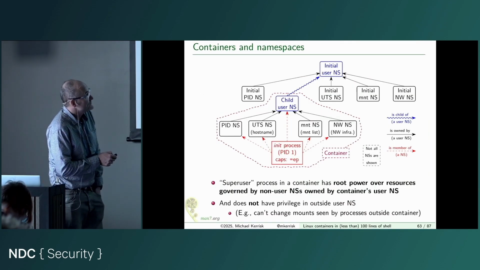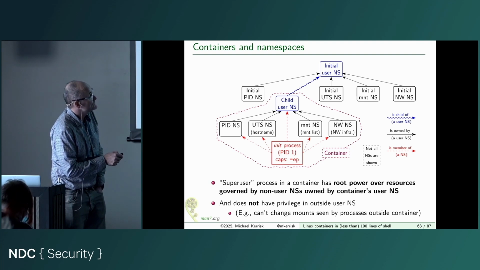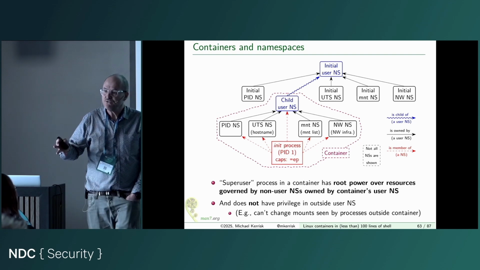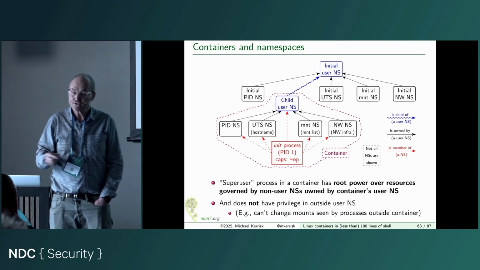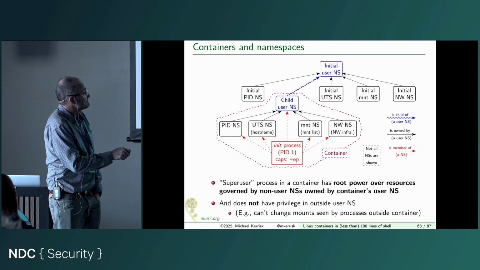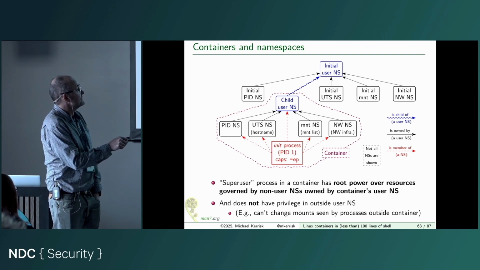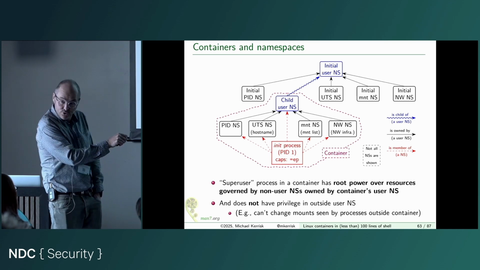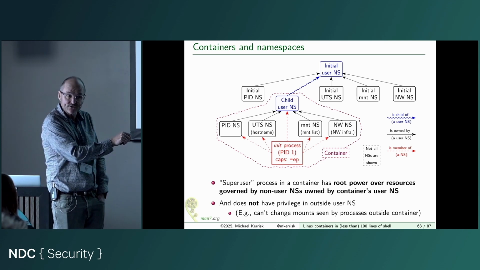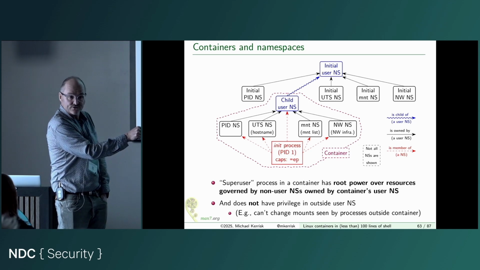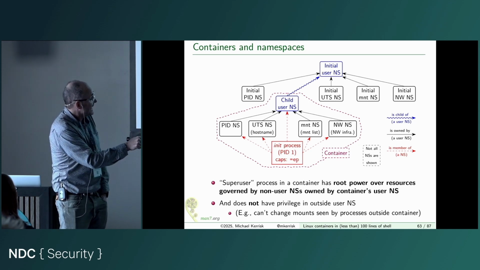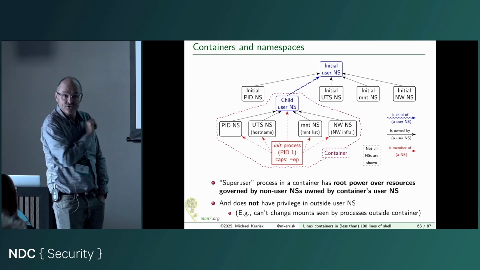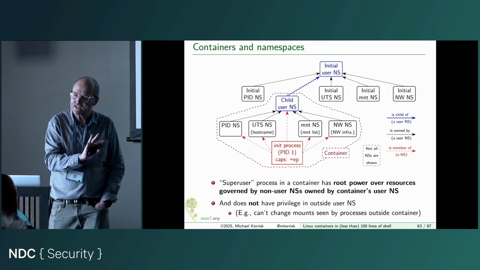The point here is that, suppose this process tries to, let's say, change the host name. What the kernel says is host names are governed by UTS namespaces. And then the kernel says, well, which UTS namespace is this process a member of? And the answer is this UTS namespace here. And then the kernel says, well, which user namespace owns that UTS namespace? And the answer is this user namespace. And then the kernel says, well, what capabilities does this process have in that user namespace? And it needs to have a certain capability called CAP_SYS_ADMIN.